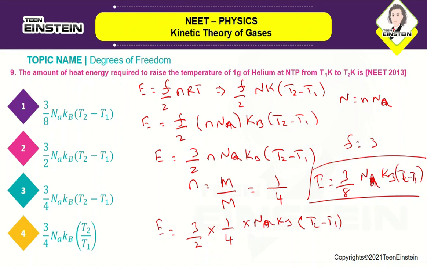So the correct answer is option number 1, 3 by 8 Na Kb into T2 minus T1. Okay, it's a very simple problem. You're just going to make use of the formula and substitute. You'll be getting the answer as 3 by 8 Na Kb (T2 minus T1). Okay, so let us move on to the next question.